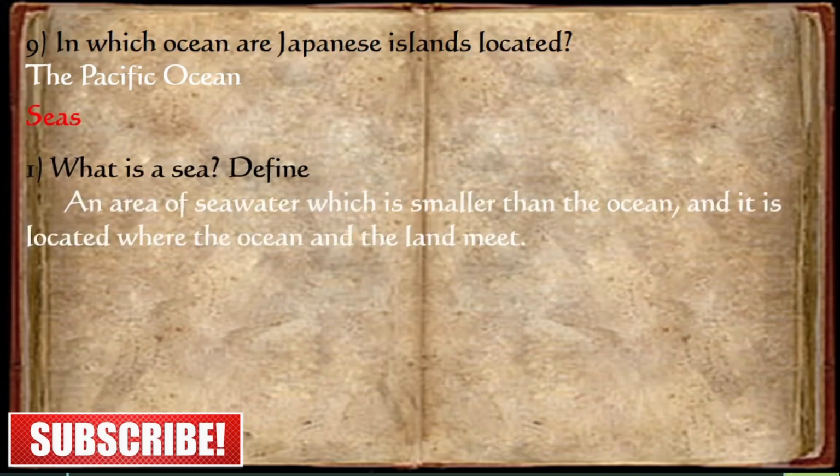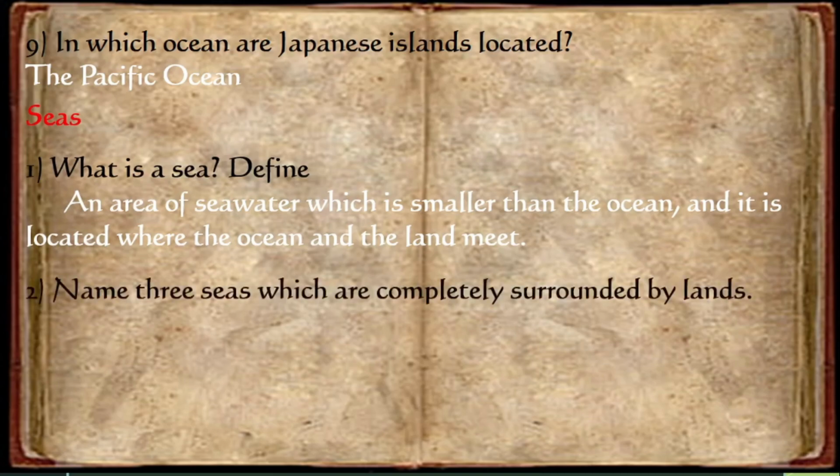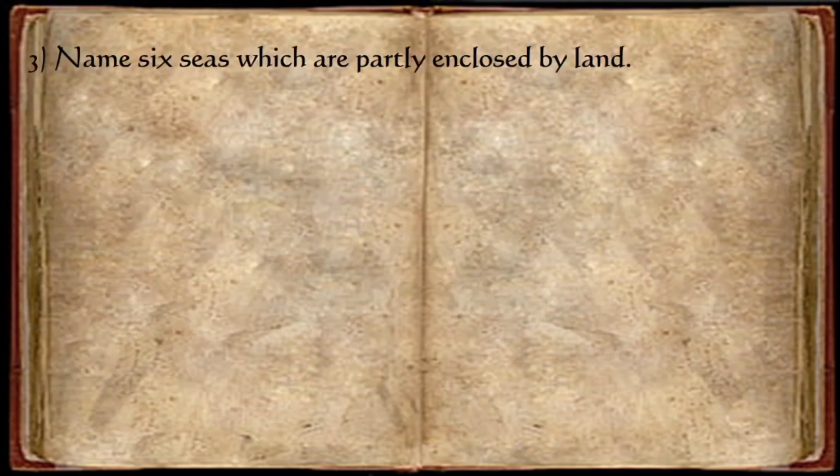Seas. What is a sea? Define. An area of seawater which is smaller than the ocean, and it is located where the ocean and the land meet. Name three seas which are completely surrounded by lands: Caspian Sea, Aral Sea, and Dead Sea.